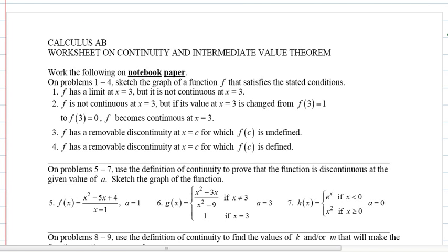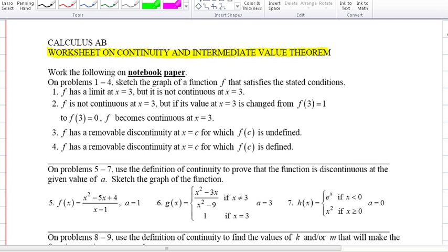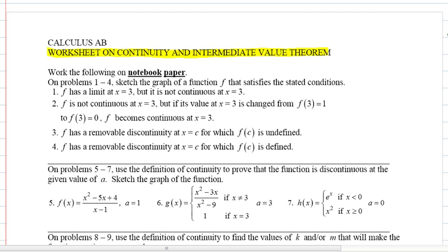So I'm going to go ahead and do a video. I'm going to be showing some problems on this worksheet on continuity and the IVT. I'll be doing a few problems in this video to help you get started on your homework. Problems number 1 through 4: sketch the graph of a function f that satisfies the stated conditions.